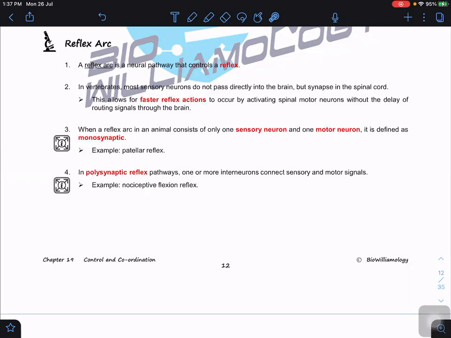We may also have intermediate neurons, or interneurons, connecting the sensory neuron and motor neuron, either one or more of them involved. This is what we call a polysynaptic reflex, for example the nociceptive flexion reflex. This is involved when you touch a hard or sharp object. When you touch a sharp object, you trigger this polysynaptic reflex, which is termed the nociceptive flexion reflex.